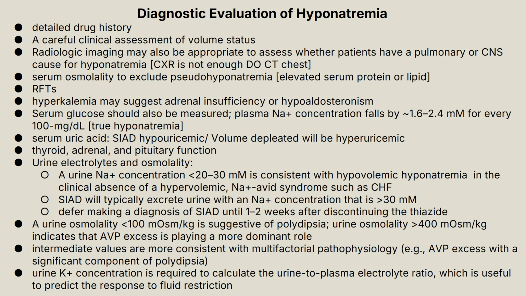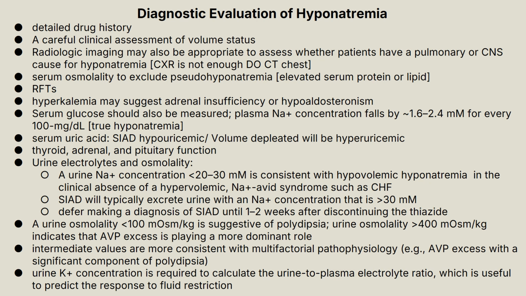Diagnostic evaluation of hyponatremia. We have to do a detailed drug history and a careful clinical assessment of volume status. Radiological imaging may also be appropriate to assess whether the patient has a pulmonary or CNS cause of hyponatremia. Chest X-ray is not enough and we have to do a CT chest. Serum osmolality to exclude pseudo-hyponatremia, which is due to elevated serum protein or lipid. Renal function test. Hyperkalemia may suggest adrenal insufficiency or hypoaldosteronism, as we mentioned earlier. Serum glucose should be measured.